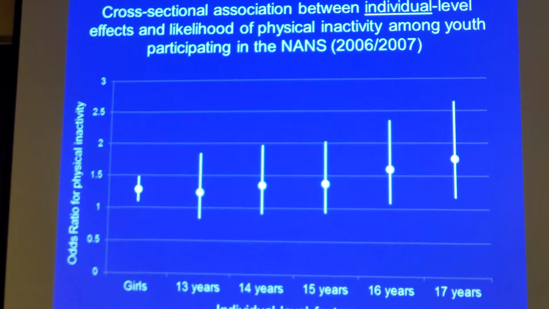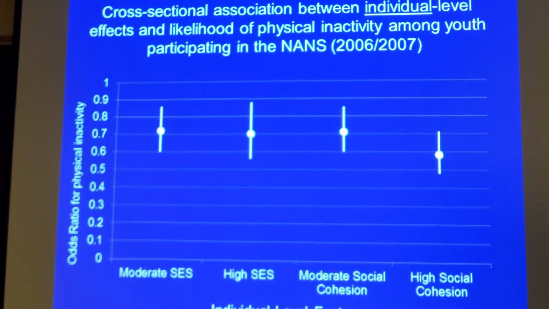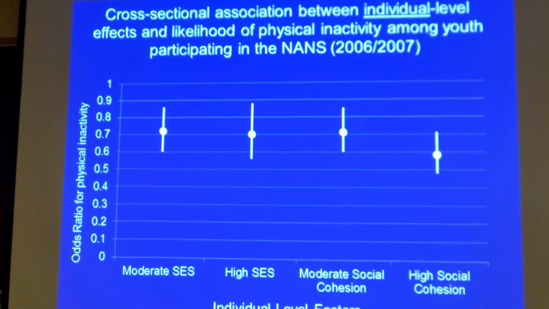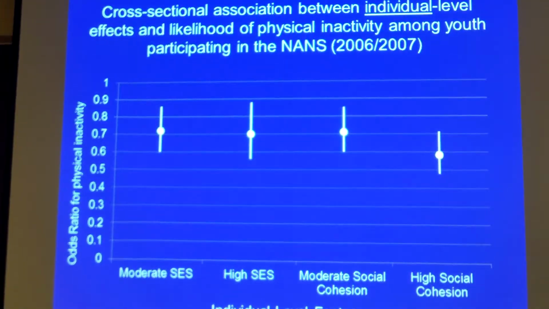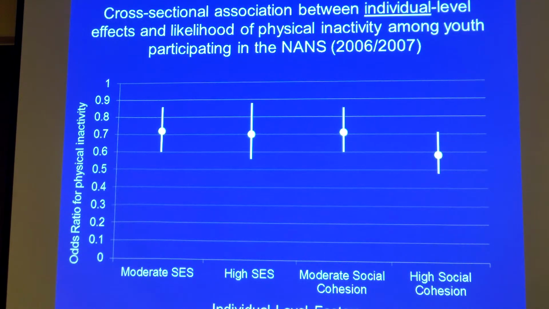So this is the baseline cross-sectional associations between individual level characteristics and physical inactivity. Again, we see that girls were significantly more likely in comparison to boys to be physically inactive at baseline. The older age groups were more likely to be physically inactive in comparison to the younger age groups. Socioeconomic status, the higher the socioeconomic status, the more protective it was against being physically inactive at baseline. And those who felt that their high school or secondary school was high in social cohesion was also protective from being physically inactive. This is at baseline.